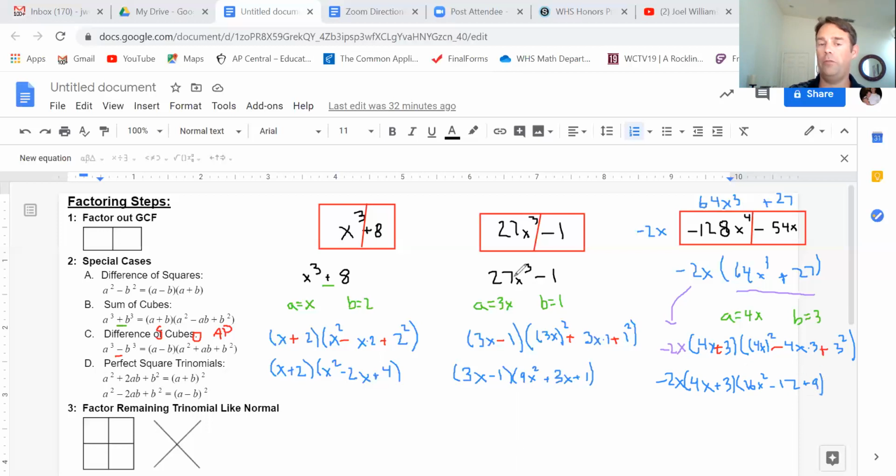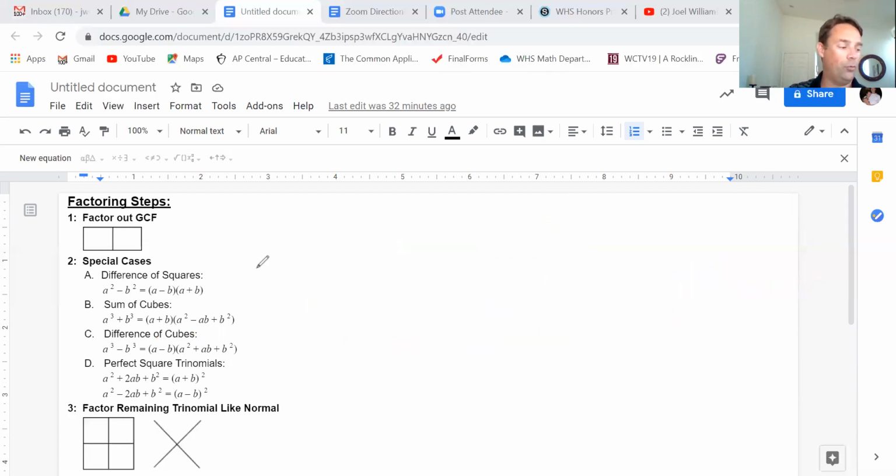16x squared minus 12x plus 9, and we are golden. All righty. Okay, that takes care of difference of cubes and sums of cubes. And then the last thing we could have, and again, I'm only going to do one of these because the reality is it's not terribly important. And we'll do it 2 different ways. And we'll call it a day.